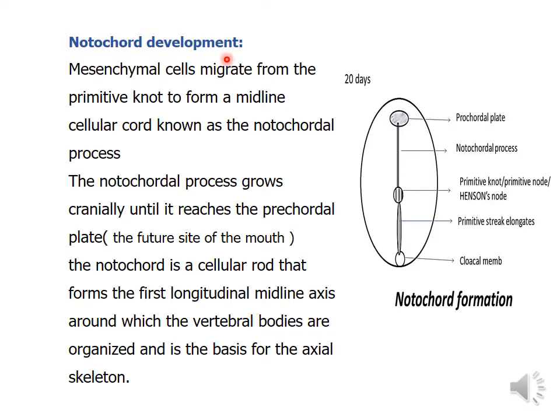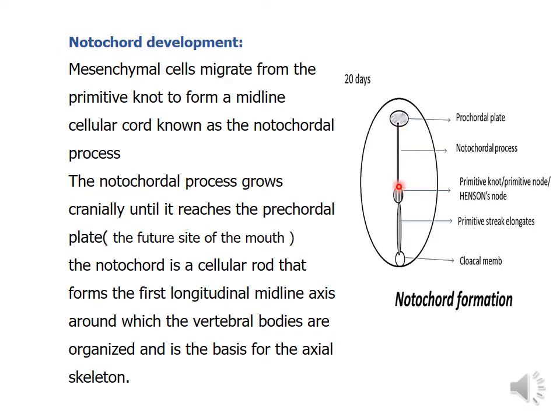Now, notochord development occurs when the mesenchymal cells migrate from the primitive node to form the midline cellular cord, which is the notochord. Here, this is the primitive node, and this is the notochordal process. It extends cranially from the primitive node toward the cephalic or cranial end. This grows cranially until it reaches the prechordal plate, which occurs at the site of the future mouth.